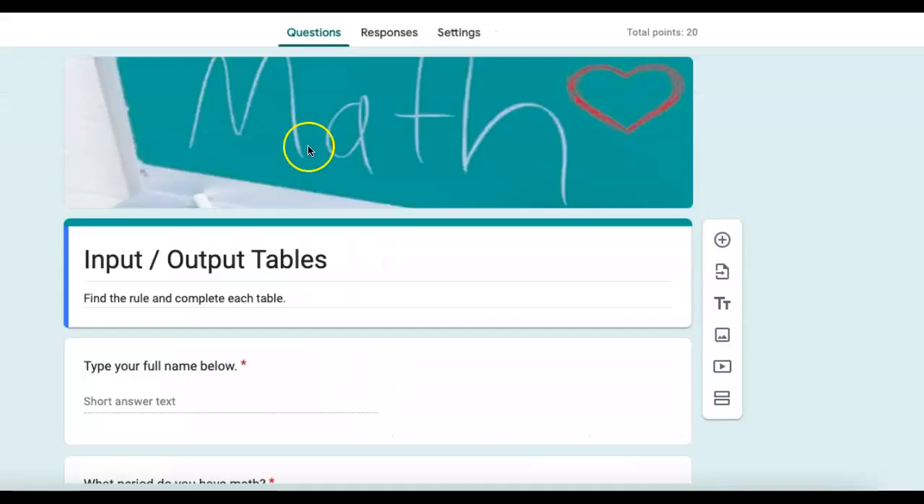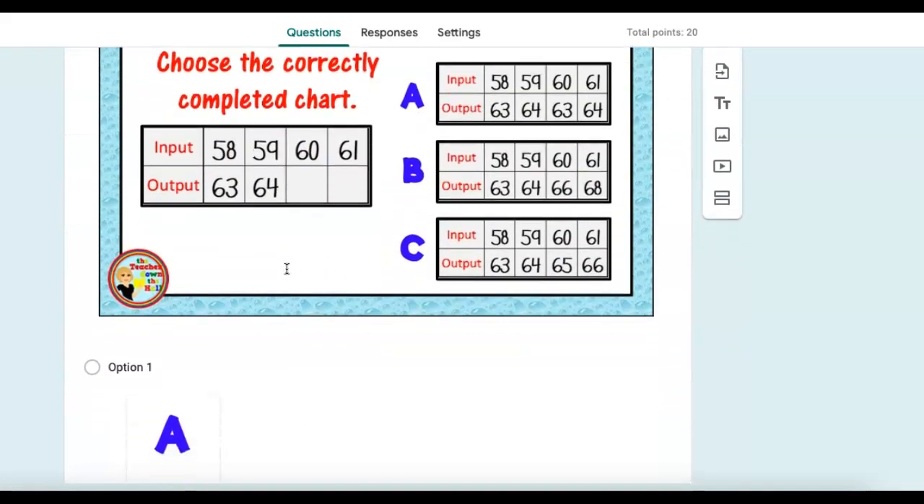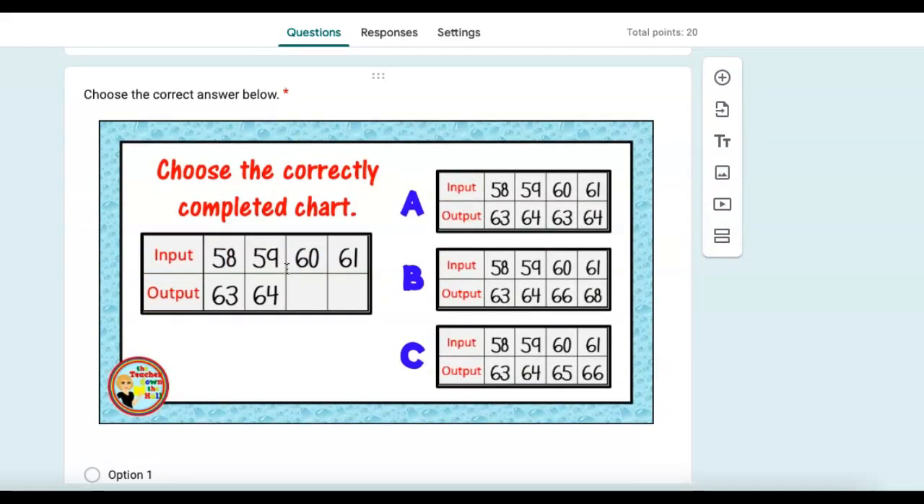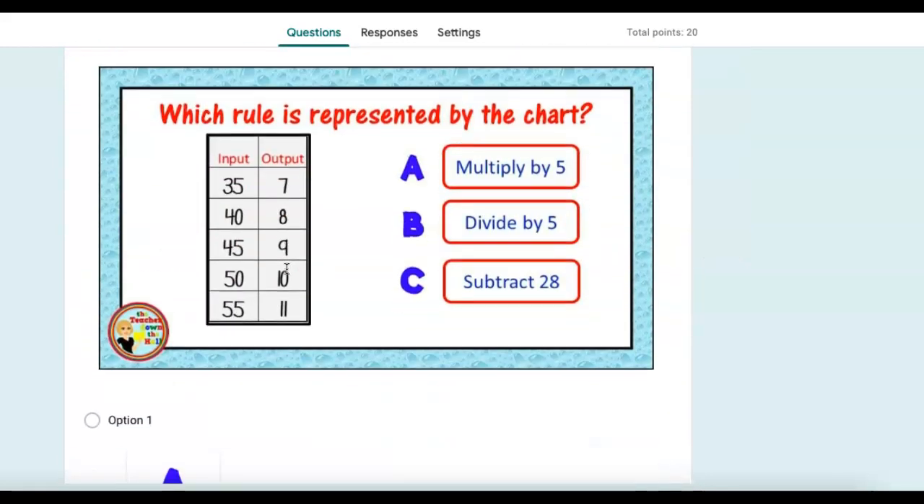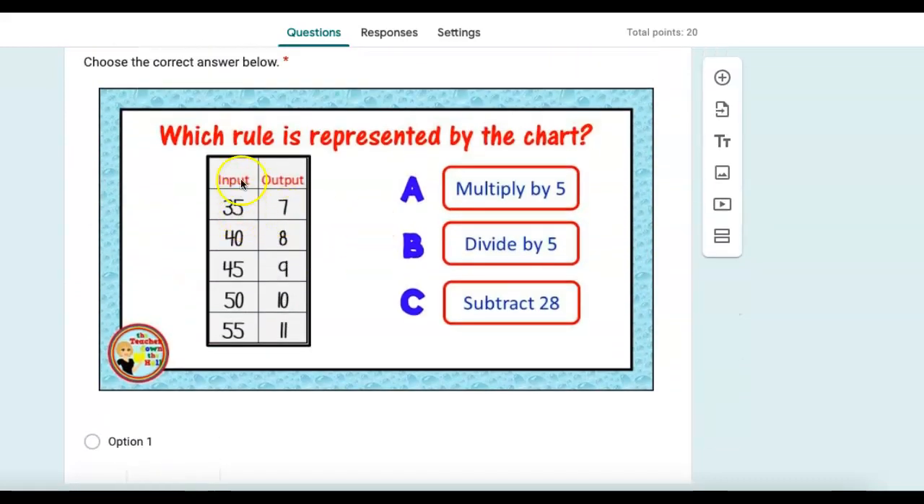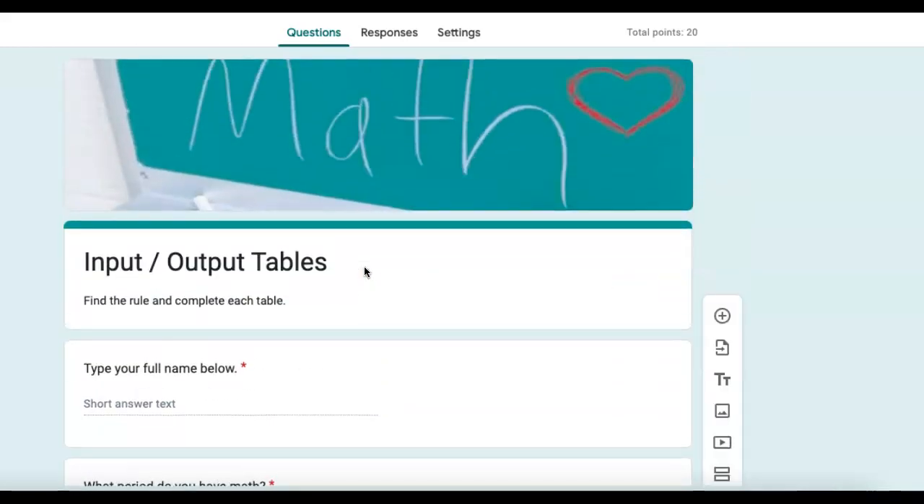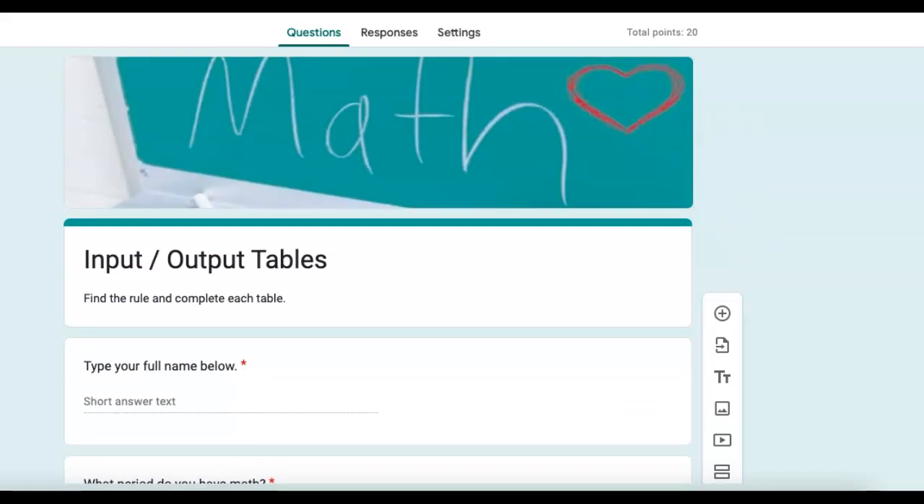A double check on tables is in this Google form, also linked under Thursday classwork. It's kind of like an escape room. You have to answer the questions correctly to go on to the next question. They're all about tables, asking you the rule. What am I doing to the first number to turn it into the second number? 35 to 7, I'm dividing by 5. I'm going to say your option is B. Okay. And you will get a score at the end of this that is worth 20 points.